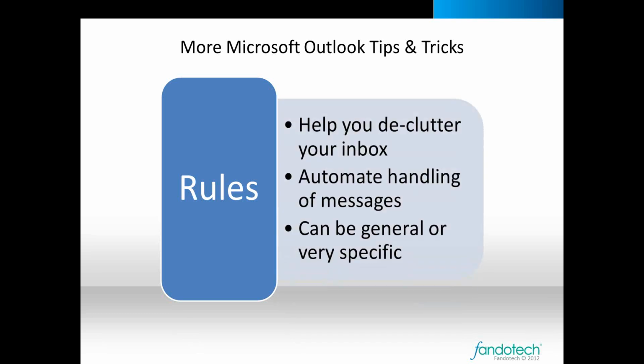So what do rules do? They help you declutter your inbox. If you're getting 1,000 emails that you don't really need to read, you could sort them and you don't even see them. They automate handling of messages. If you don't want the same emails that show up every day, just have it automatically go into a folder. And they could be really general, like just move a message, or really specific, such as move a message, mark it as read, change the color, add a flag to it, send it to someone else, and make a copy.